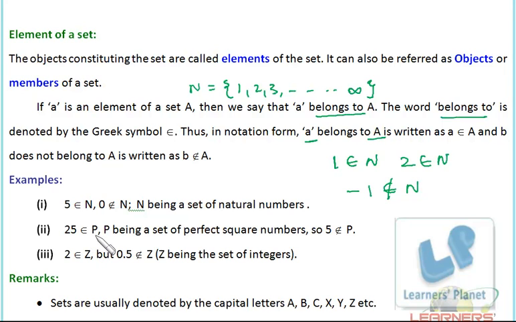5 belongs to N, 0 does not belong to N, N being the set of natural numbers. 25 belongs to P, P being the set of perfect square numbers. So 5 does not belong to P. 2 belongs to Z, but 0.5 does not belong to Z because Z is the set of integers. Okay, so these are very small examples. You can make more examples. Various examples are there. Okay.